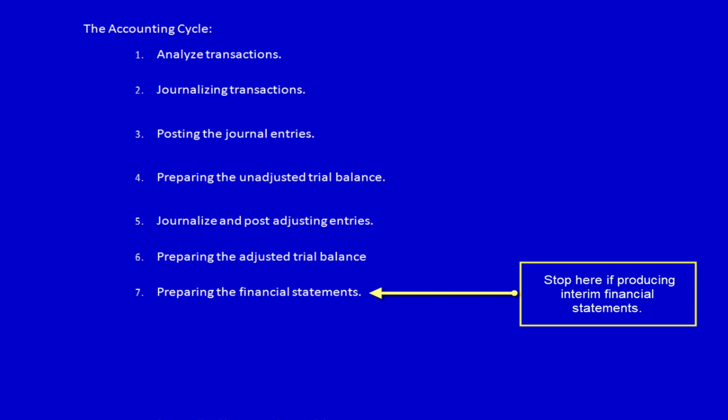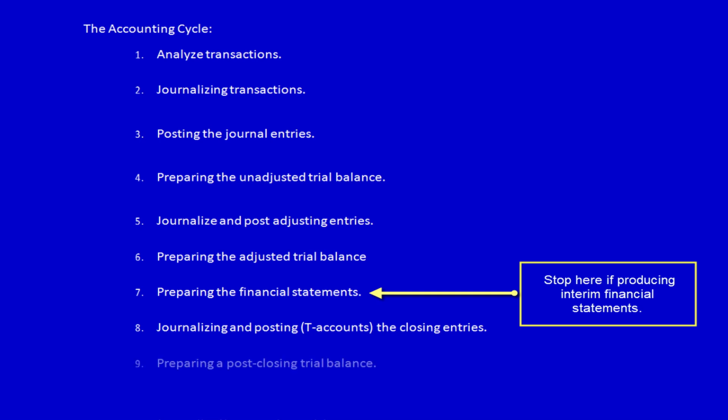However, for the year-end financial statements, we would go to Step 8, Journalize and post the closing entries. Remember, this is for year-end only. Step 9, prepare the post-closing trial balance. This is to ensure that all the closing entries were made appropriately.